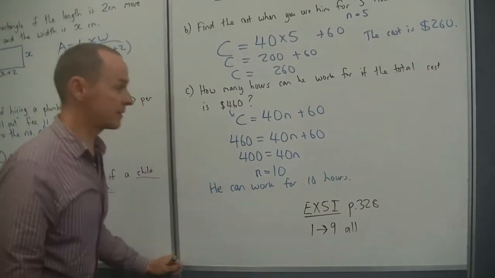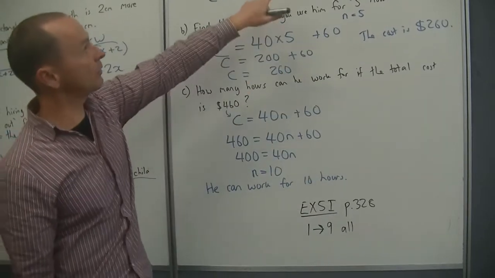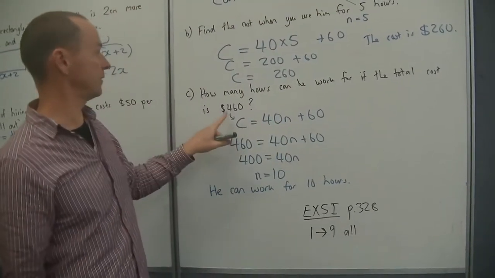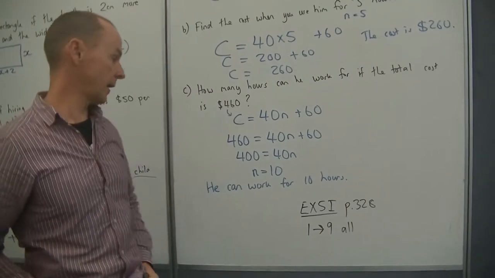You can always check your answer using common sense. 10 hours at $40 is $400, plus $60 is $460. So you know you've got the answer right.